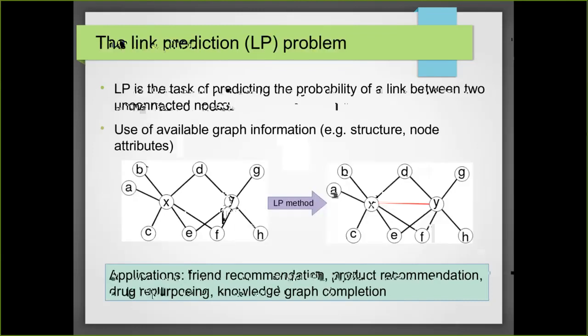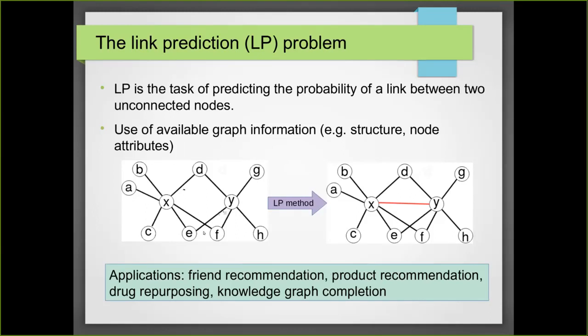So what is the link prediction problem? The link prediction problem is the task of predicting the probability of a link between two unconnected nodes in a graph. In the link prediction task, we use the available graph information like node attributes, structural information, etc. And here is an example of a link prediction problem.